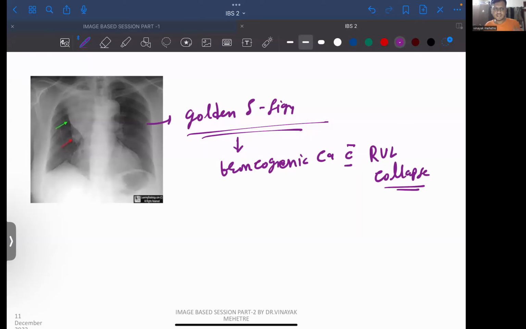Okay, golden S sign is seen in bronchogenic carcinoma with right upper lobe collapse. Right upper lobe collapse.